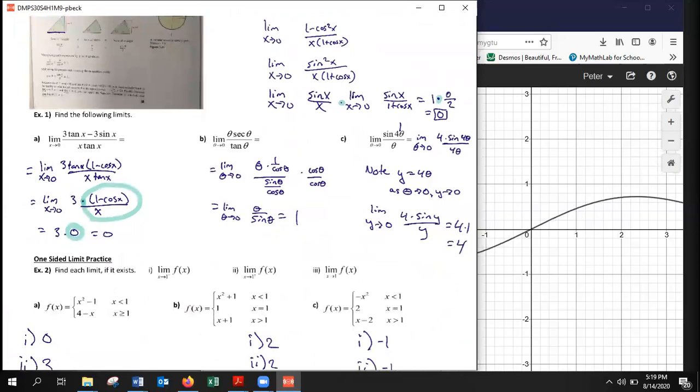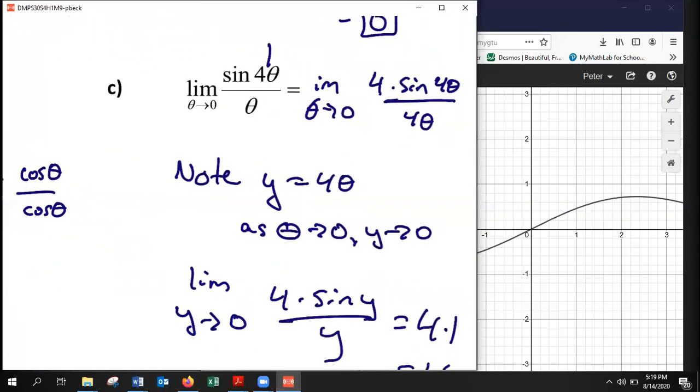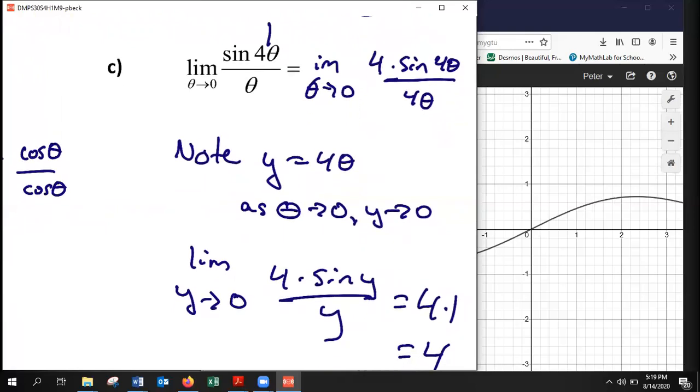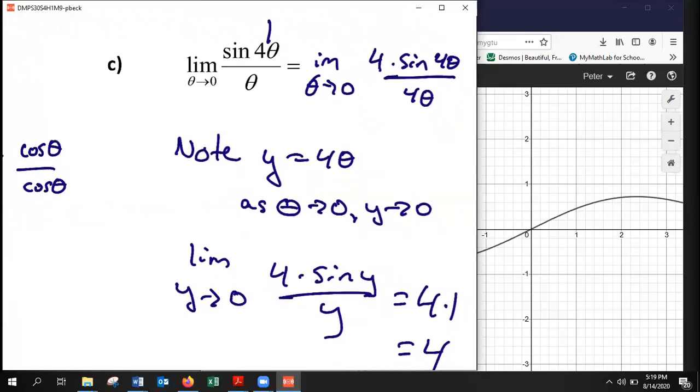And now for part C, this is actually really the special case that we have. I did something a little bit different with this problem, where the sine of 4 theta over theta, we could look at this graphically, and we could say that 4 theta causes 4 revolutions to occur, so it's a lot faster. It's a lot faster of a function. I don't have this pulled up on Desmos, which is why I'm not showing you.